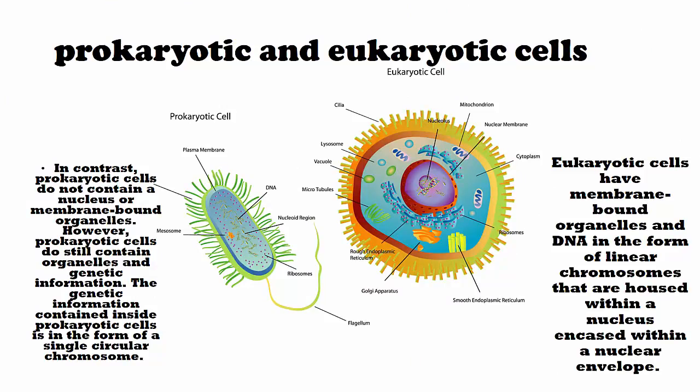Eukaryotic cells have membrane-bound organelles and DNA, which is in the form of linear chromosomes that are housed within a nucleus that is encased within the nuclear envelope, or nuclear membrane. In contrast, prokaryotic cells do not contain a nucleus or membrane-bound organelles. However, prokaryotic cells do still contain organelles and genetic information. The genetic information contained inside prokaryotic cells is in the form of 1 single circular chromosome, which exists in the cytoplasm.